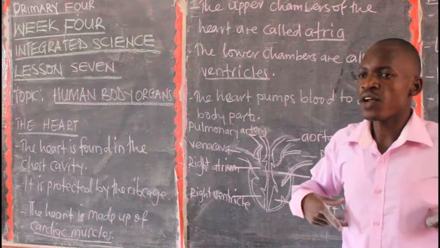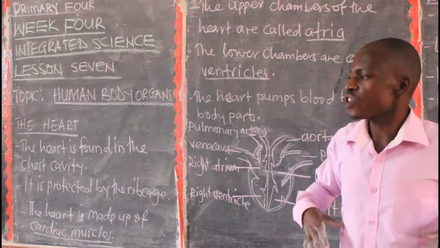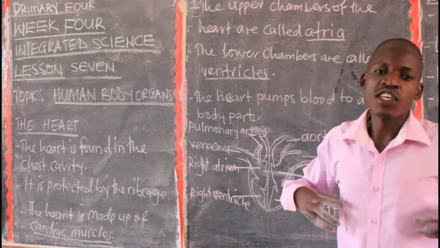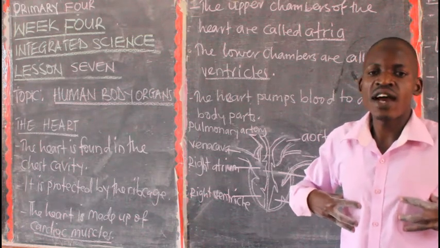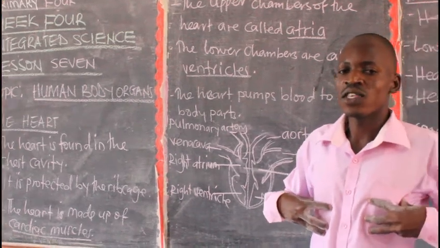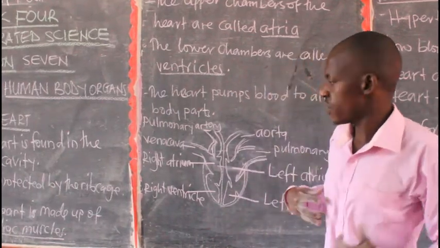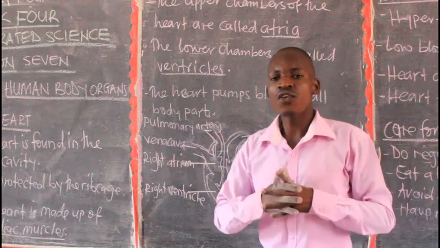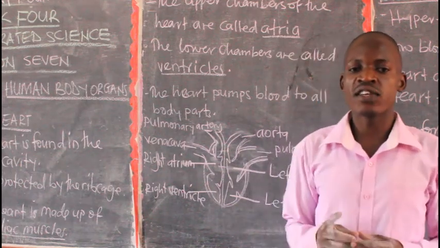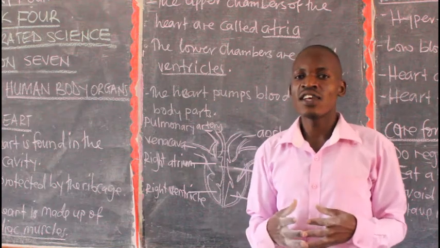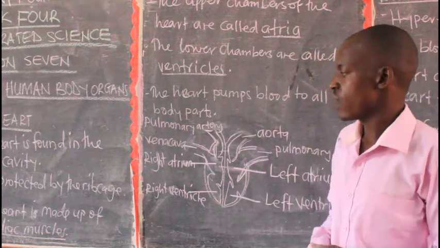When you look at your chest cavity and touch, you feel these ribs. These are what we call the rib cage. The rib cage is there to protect the heart and the lungs, which are found inside the chest cavity. Then the human being has only one heart. We don't have a person having 2 hearts or 3 hearts. Every person has only one heart.